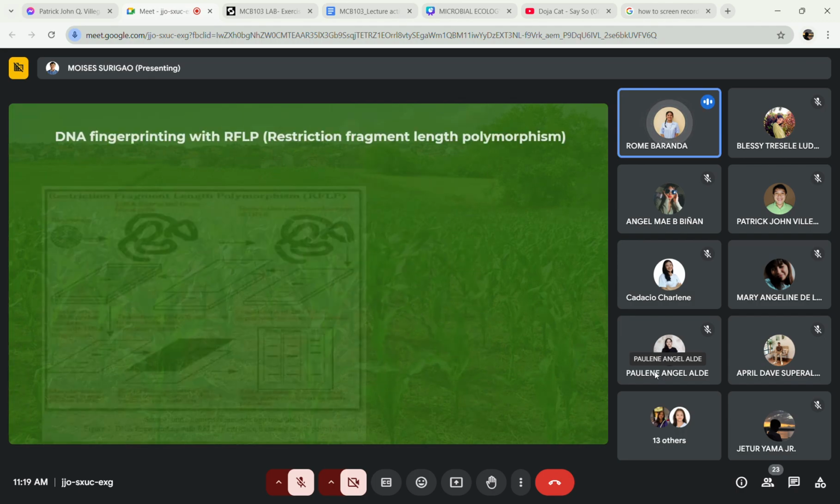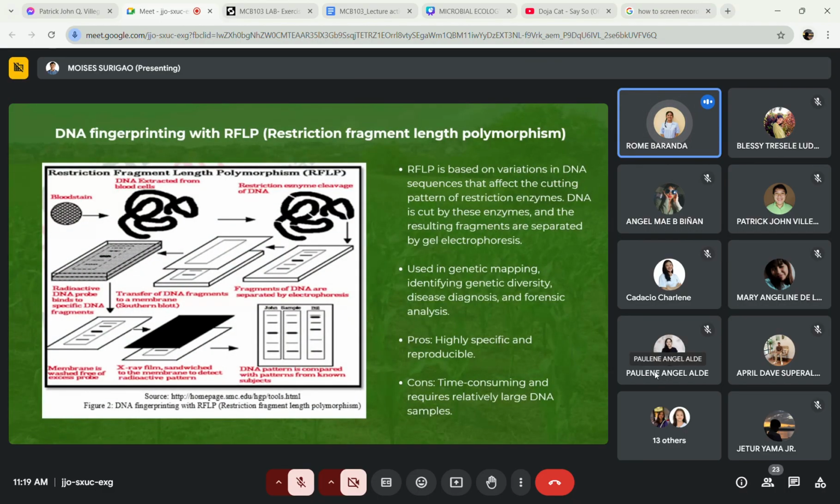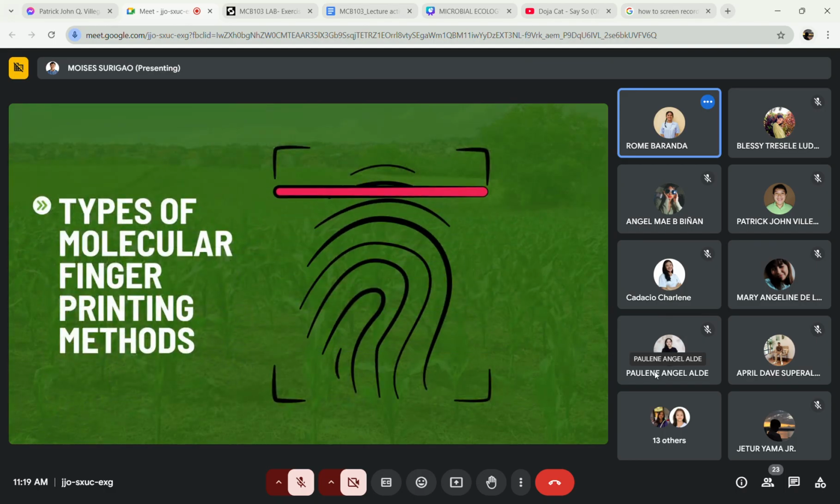So moving on to types of molecular fingerprinting, this is actually parang na-integrate dito yung biomolecular markers or molecular markers that we have learned from bioinformatics. So if I don't know, pero baka ma-recall nyo.